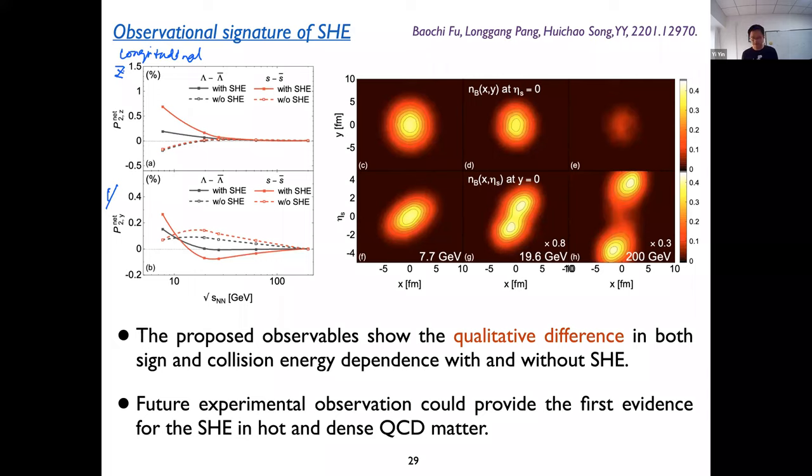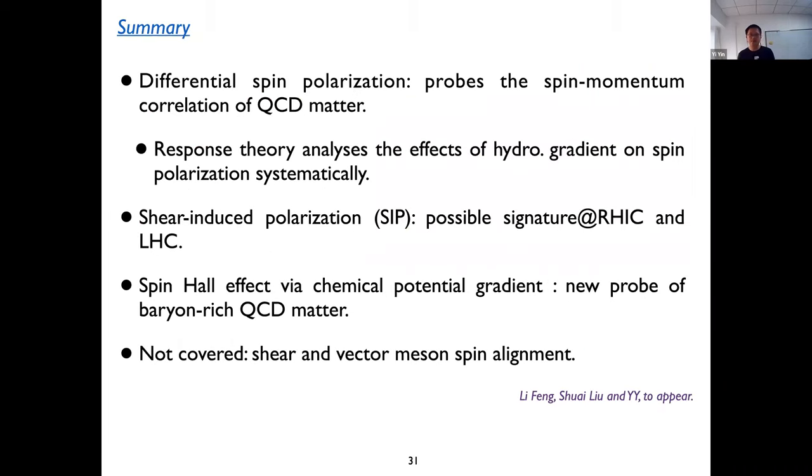Okay, so this brings me to the summary. Today I'm talking about the spin observables, the spin dynamics in hot and dense QCD matter. In particular, I want to emphasize that the differential spin polarization is very important, because it probes the spin momentum correlation of the QCD matter. We also demonstrated that with the standard linear response theory, we could analyze the effects due to the hydrodynamic gradient in a systematic way. Two examples of the spin momentum correlation generated by hydrodynamic gradient are presented.